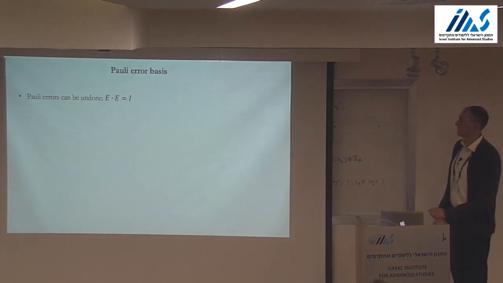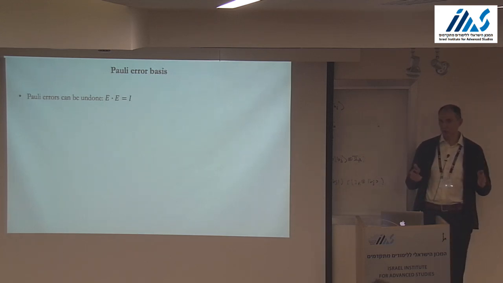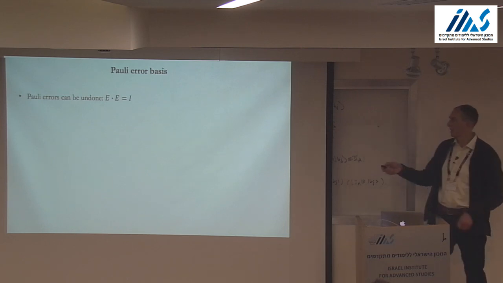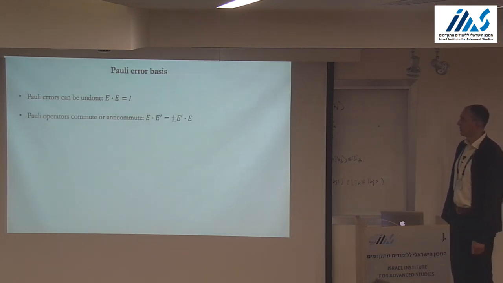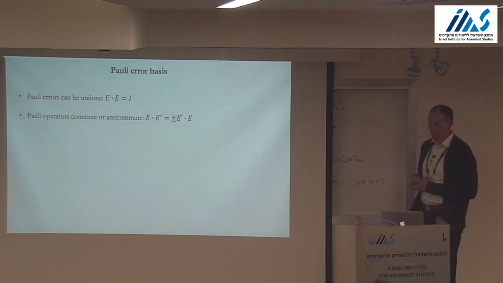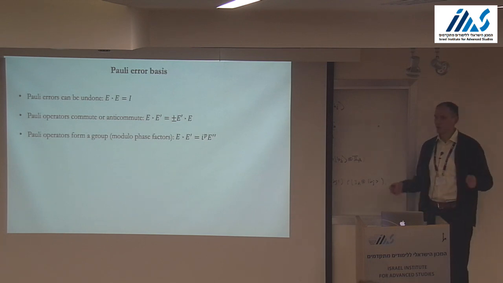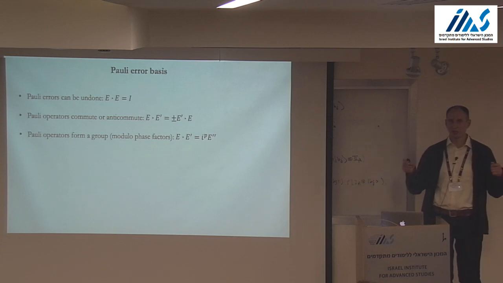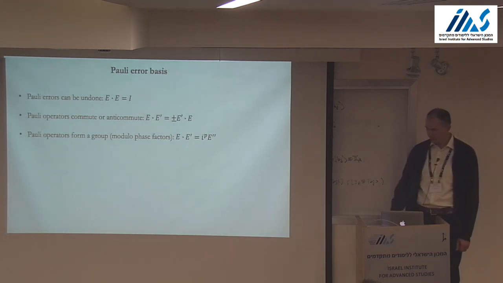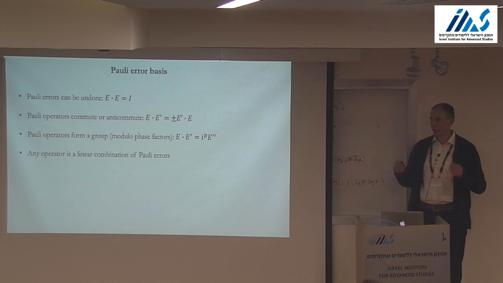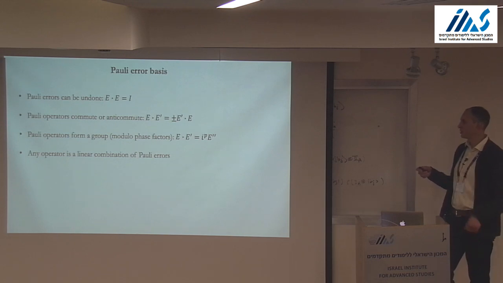And Pauli errors have several nice properties. First of all, they are self-inverse. So if we can diagnose a Pauli error, we can undo it just by applying the error twice. And then Pauli operators either commute or anti-commute. They form a group. So a product of 2 Pauli errors is again a Pauli error up to some phase factor, which we will mostly ignore. And they form a basis in the sense that any n-qubit error can be expressed as a linear combination of Pauli errors.